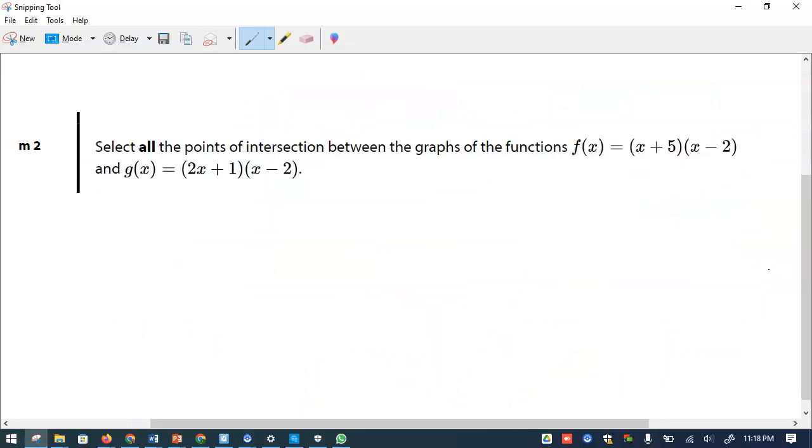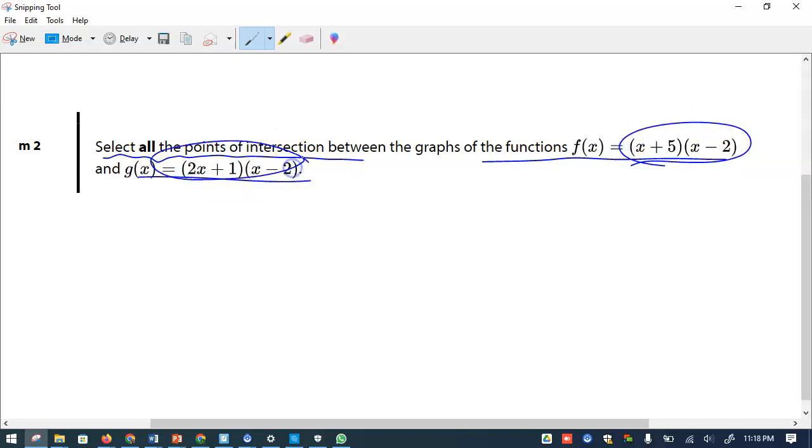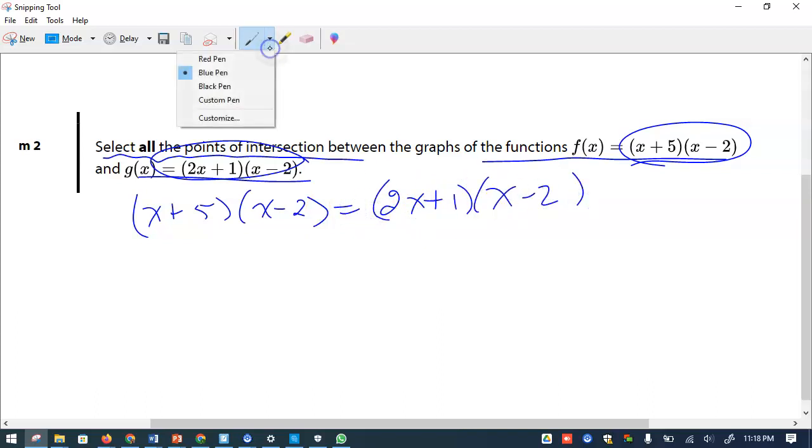So problem number 2 is select all the points of intersection where this graph meets this one, right? So all you do is set this equal to this one. So x plus 5, that is the first one, equals x plus 1 and x minus 2. Clearly you can see that x minus 2 is the same. So one of the answers is already x equals plus 2.